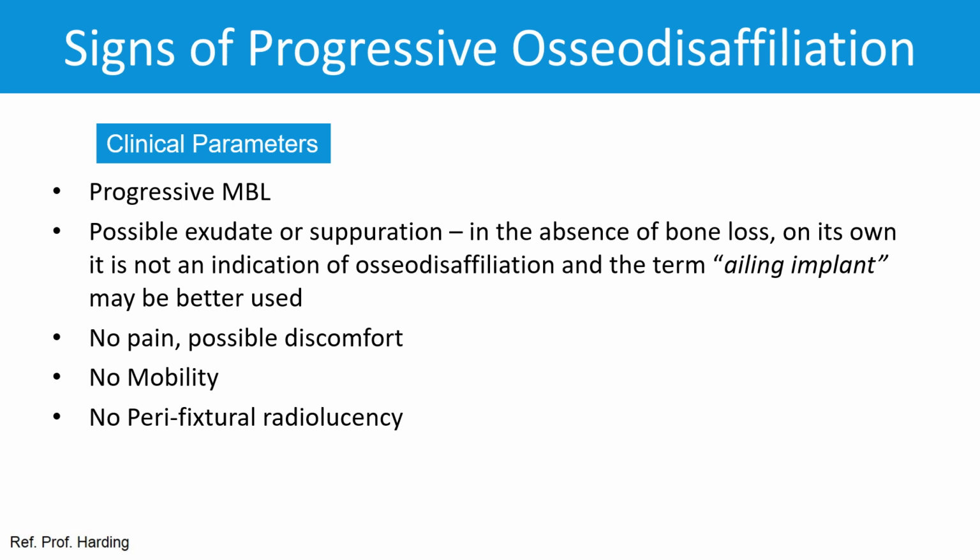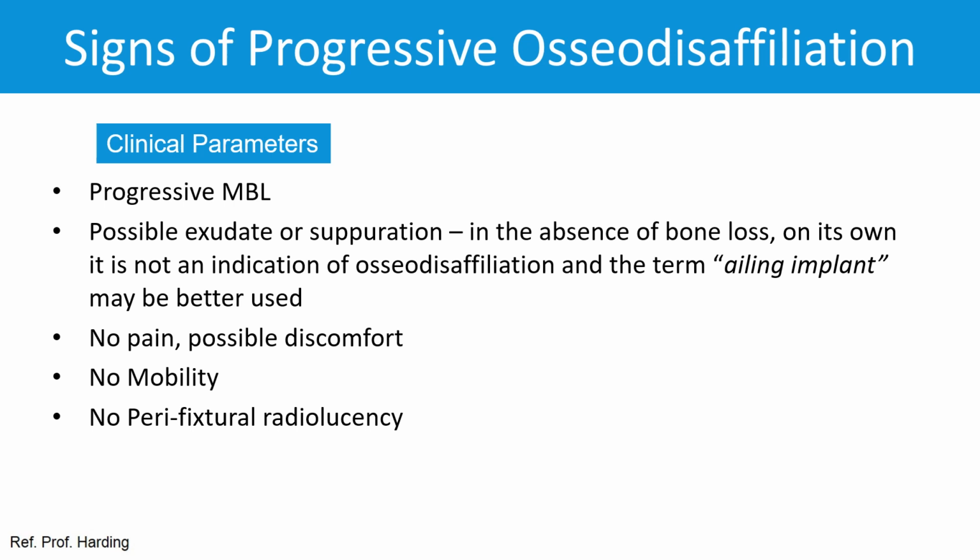Now, what are the signs of progressive osteodisaffiliation? Well, the main sign is progressive and steady marginal bone loss, as seen usually on radiographs, but you may detect it from probing. But the most common way of discovering this is on annual radiographic review. There may or may not be an exudate or suppuration, and in the absence of bone loss on its own, this is not a sign or indication of osteodisaffiliation.